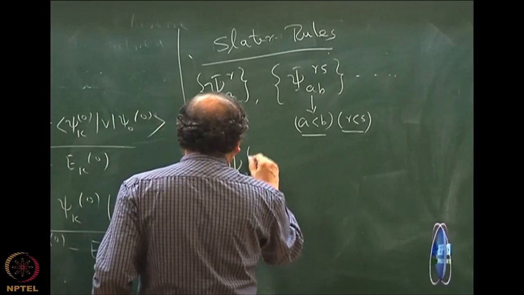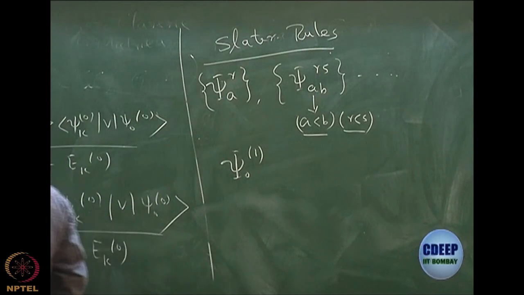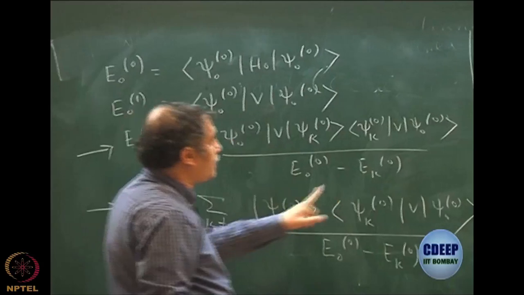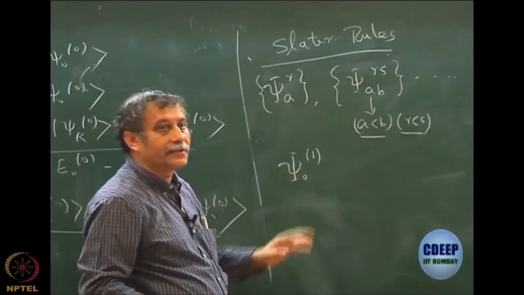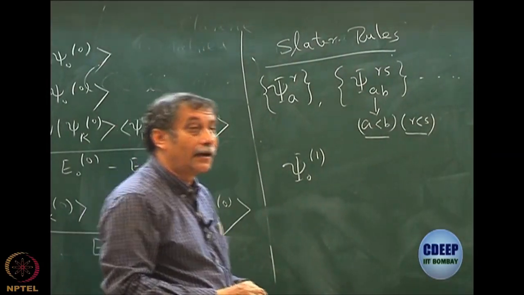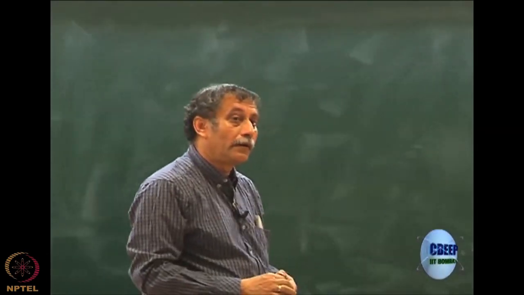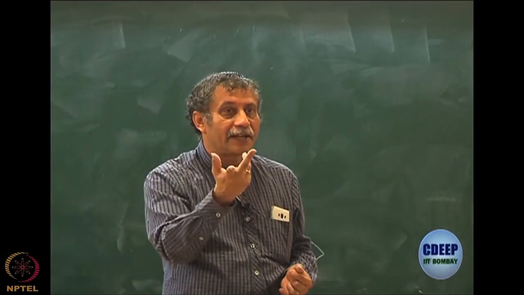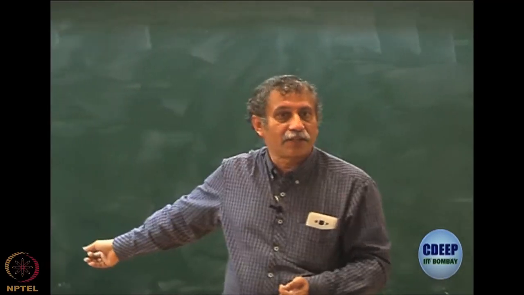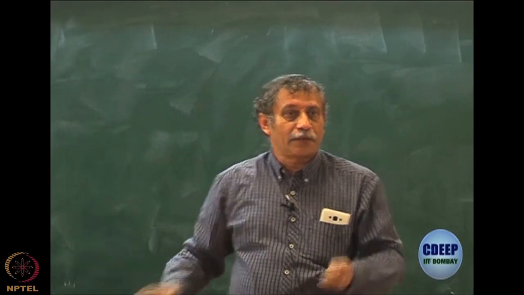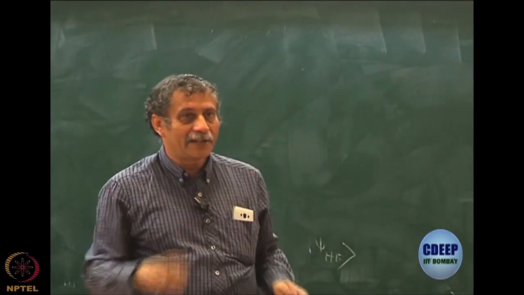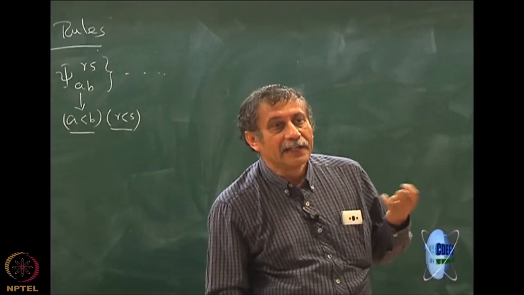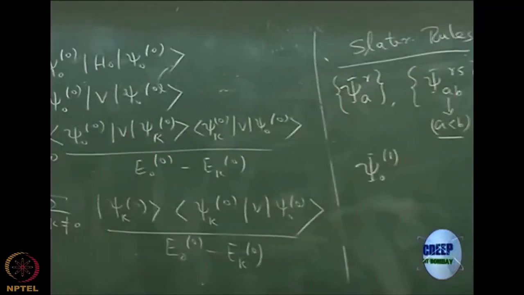So, let us write the first order correction to the ground state using this. So, I have to, now this K will be actually replaced by these determinants. A less than B, because this is identical. A greater than B and A less than B are negative of each other. I just now showed if you interchange A, B or R, S, they are negative of each other. So, they are basically the same determinant. They are not really any other functions.